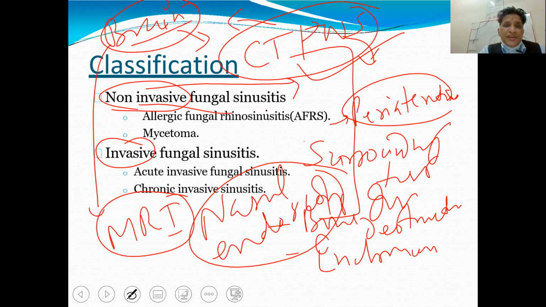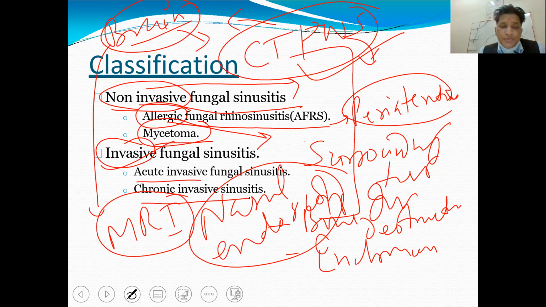So again, this non-invasive is ramified into two categories. The first one is allergic fungal rhinosinusitis. This is an allergic response against the fungal element, just like an IgE level or a type 1 hypersensitivity reaction against the fungal element. So this is a unique disorder which has got an allergic response like an atopic response in case of urticaria or allergic bronchial asthma or allergic rhinitis. This is an atopy, type 1 allergic response against the fungal element in the nasal cavity and the paranasal sinuses. Mycetoma we will discuss later on, and the invasive is again of two types, acute invasive and chronic invasive.